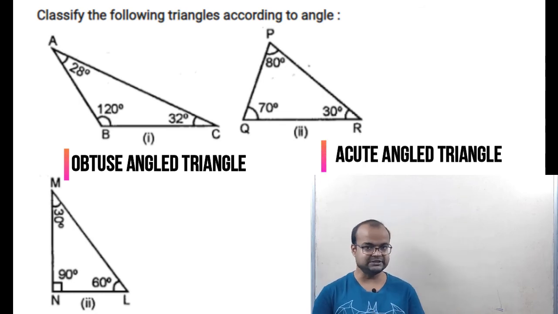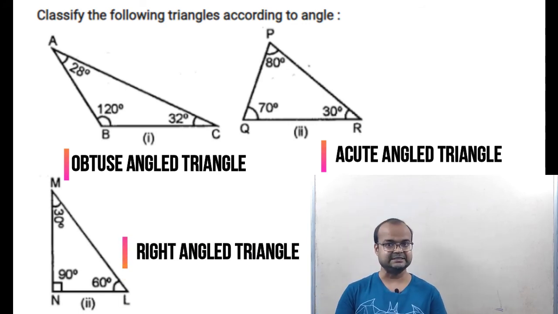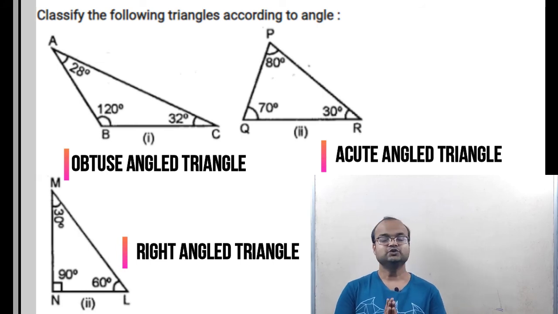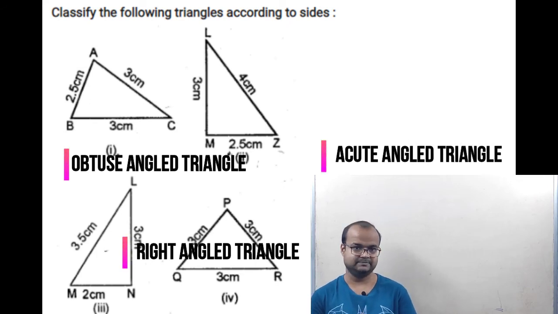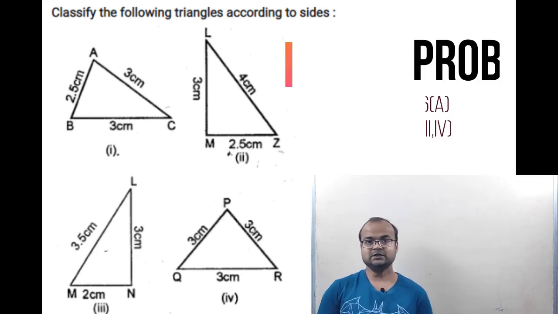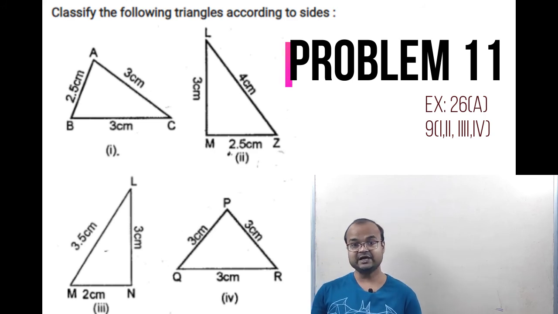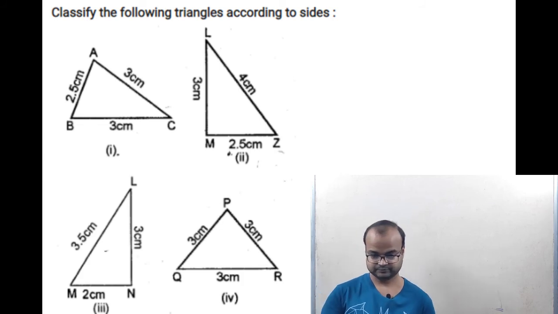Let's move to the third diagram. Here one of the angles is given as 90 degrees. So 90 degrees means a right angle. So this triangle is known as a right angle triangle. Now look at the diagram given on the screen. Classify the following triangles according to the side.